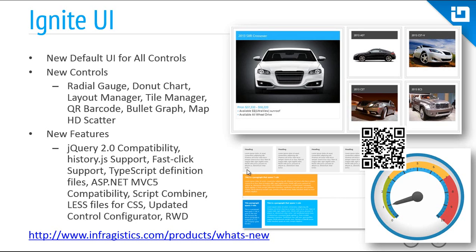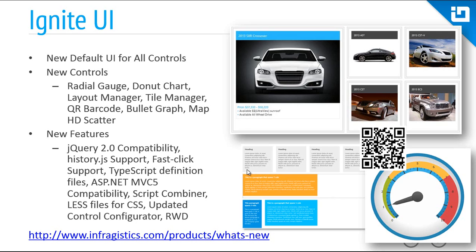We have a new script combiner. So this is another huge request from you guys. You said, hey, I don't want to download the entire LOB or DV.js file. I just want to use the grid with these three features. Well, now with the script combiner, you can actually do that. We ship fewer files for CSS, so you can take our CSS and actually customize it even easier with your own styles. We've updated the control configurator so you can design pages even faster now.